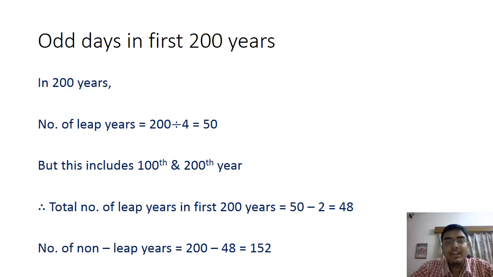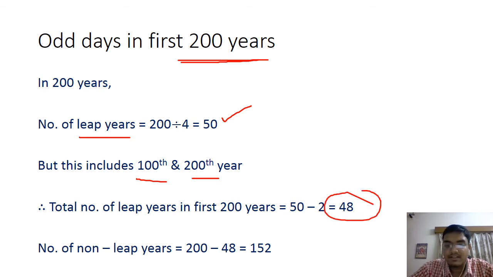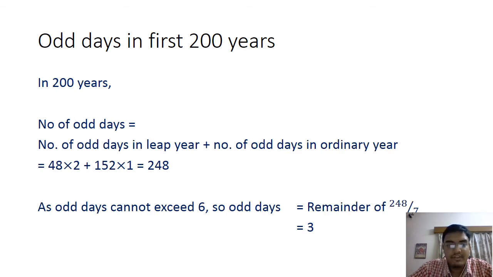Now similarly, number of odd days that we'll get in first 200 years. So again, we'll take out the number of leap years in first 200 years. It should have been 50, but 100th and 200th year is included. So it would be 48 leap years. Now 48 leap years and 152 non-leap years or ordinary years. So the number of odd days in leap years would be 48 leap years multiplied by 2, number of odd days given by 1 leap year. Similarly, number of odd days in ordinary years, 152 ordinary years multiplied by 1, that is the number of odd days in an ordinary year. When we add them, we get 248. Divide 248 by 7, you will get the remainder as 3.